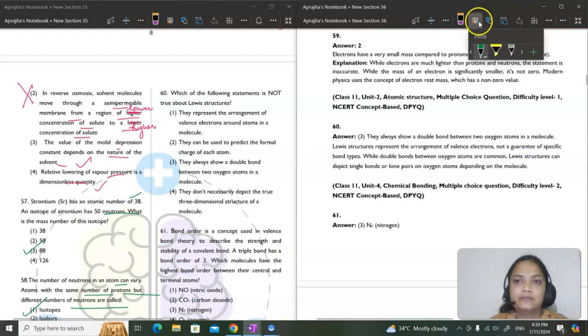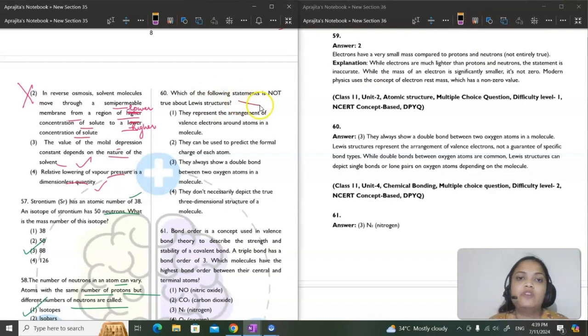Question number 60. Which of the following statements is not true about Lewis structures? So now we are talking about Lewis structures. They represent the arrangement of valence electrons around the molecule. Yes, students, in a Lewis structure we just write the number of valence electrons. Like for carbon we have 4, so I'll just show 4 dots, showing 4 valence electrons. They can be used to predict formal charge. Yes, we can find out the formal charge of any atom in a molecule using Lewis structures. They always show a double bond between two oxygen atoms in a molecule.